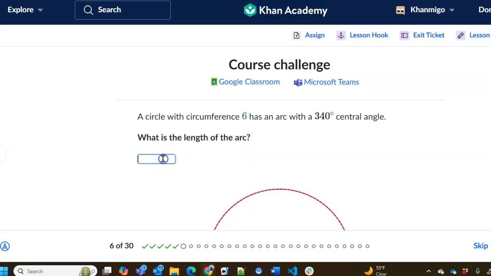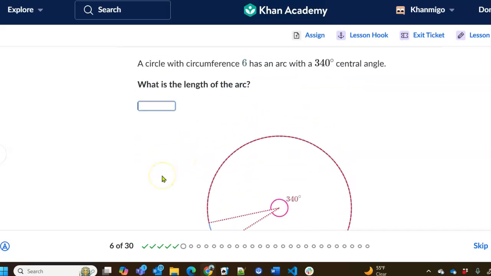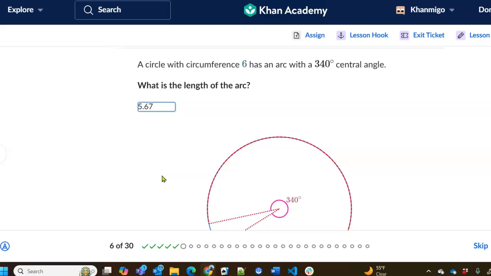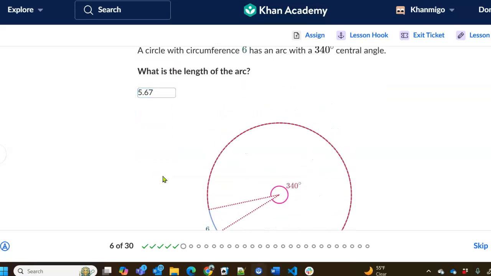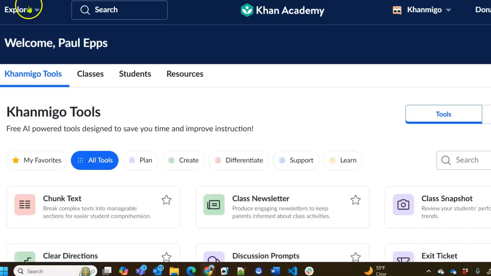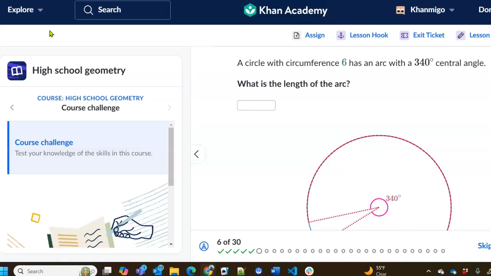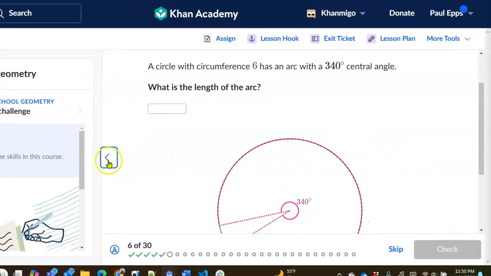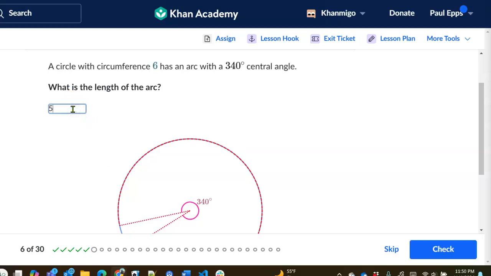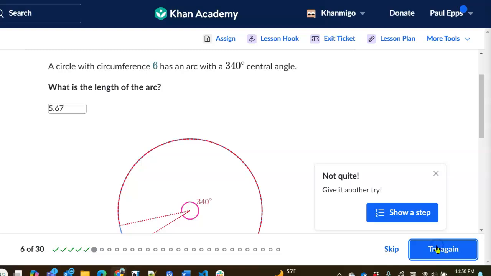Let's try that. What is the length of the arc? I feel like I don't understand the question because usually it says what to round it to, but that's the only thing I can think of. The length of the arc, 5.67. Oh my God.